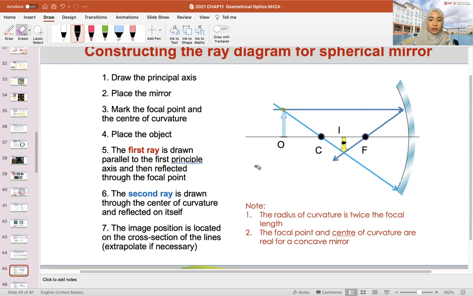Okay, so the radius of curvature is twice the focal length, very important. The focal point and center of curvature are real for a concave mirror because they are in front of the mirror. Therefore, it is real. This part is real. If it is behind, it becomes virtual.